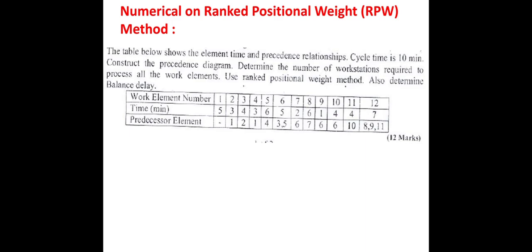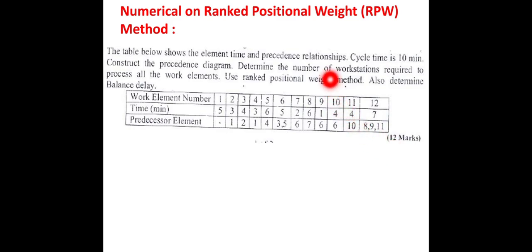So, this is the problem. The table below shows the element time and precedence relationships. Cycle time is 10 minutes. Construct the precedence diagram and determine the number of workstations required to process all the work elements. Use the ranked positional weight method, and also determine the balance delay. Here they have given the work element number, the corresponding time, and the predecessor element for each work element. This is also a previous year question paper problem. Only one problem has been asked so far in the RPW method.